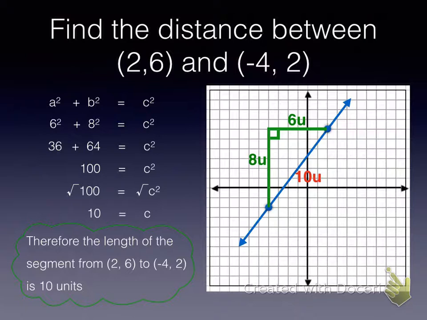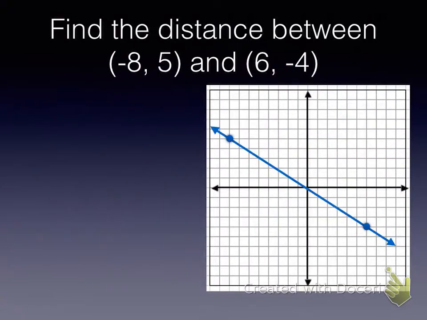All right, so I'm going to give you a problem. I want you to do it on your own. Find the distance between (-8, 5) and (6, -4). So first you're going to draw a slope triangle, find the length of each side, substitute into a squared plus b squared equals c squared, and find your answer. Everybody pause the video now and see if you can simplify and get the answer.